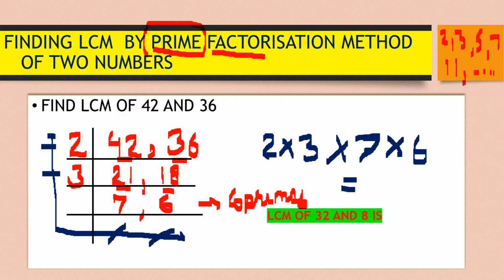Is it 252, children? If you got 252, excellent. So children, the LCM of 42 and 36 is 252. So that is the LCM. So in the end, I want you to write the answer statement: LCM is equal to 252.